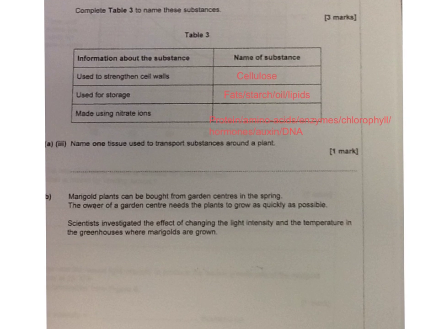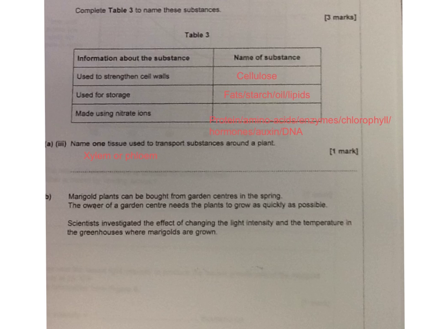Name one tissue used to transport substances around the plant. You could have either said the xylem or the phloem for this question. So the xylem is used to transport water, and then the phloem is used to transport nutrients around the plant. Okay, so nice, quite straightforward question.